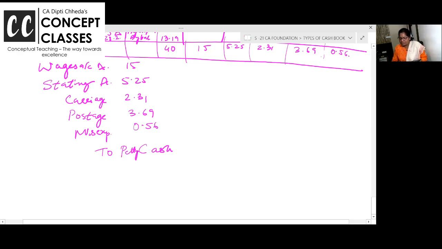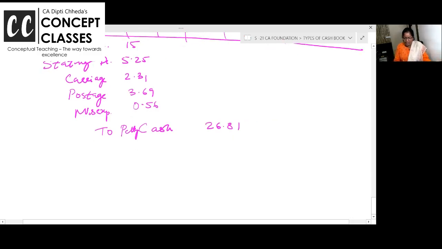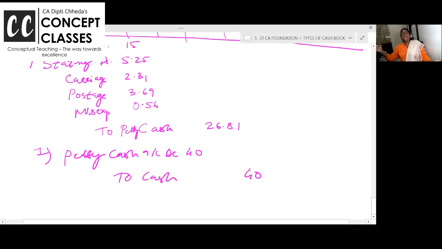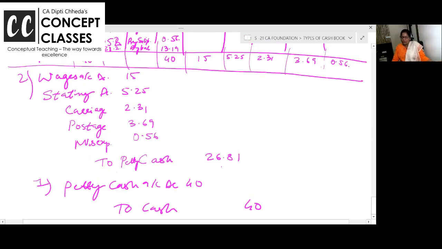26.81. And this should be the second entry. First entry is when you receive the petty cash. Petty cash account debit 40 rupees to cash. Main cash book is credited 40 and petty cash is received. And in the petty cash, you have spent all this. So the difference of this is your closing balance available.